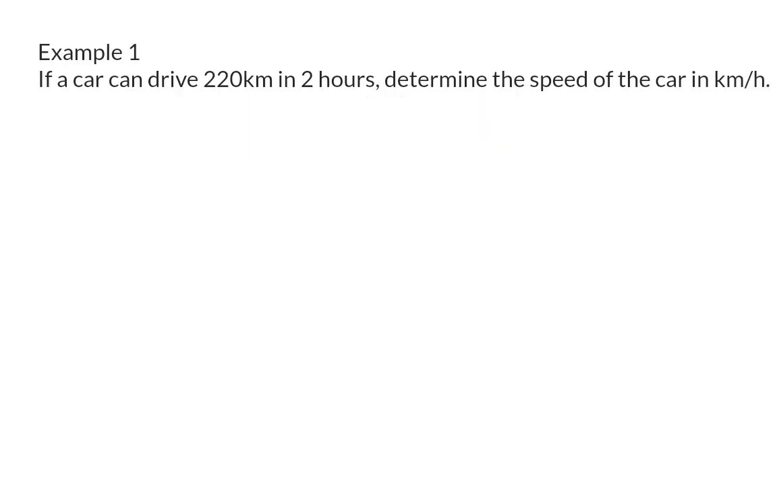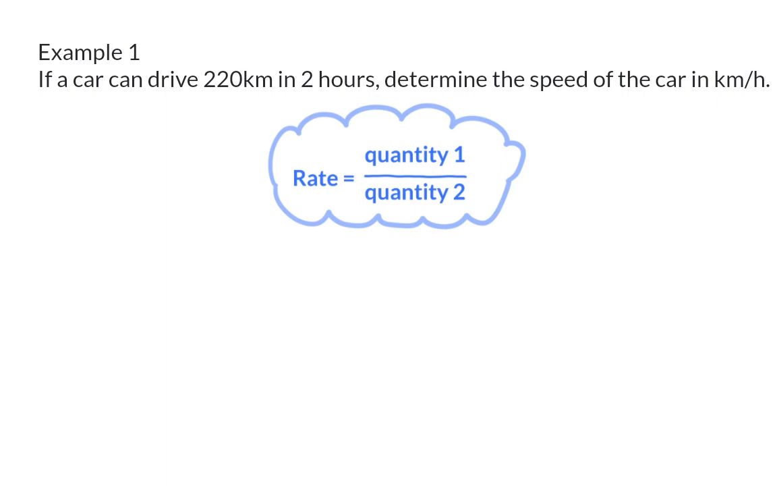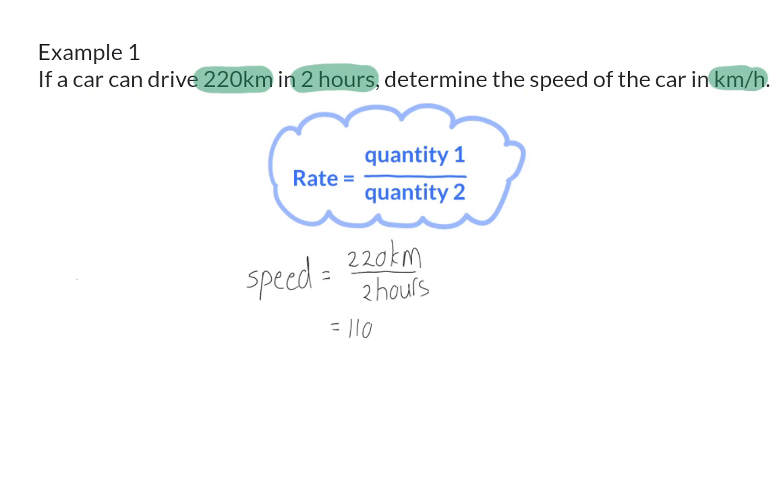Example 1. If a car can drive 220 kilometers in 2 hours, determine the speed of the car in kilometers per hour. So here we are asked to determine a rate. The rate that we want to determine in this case is the speed, and all we need to do is divide the two quantities. The speed is measured in kilometers per hour, so the 220 kilometers will be in our numerator and the 2 hours in the denominator. After simplifying, you will have a speed of 110 kilometers per hour.